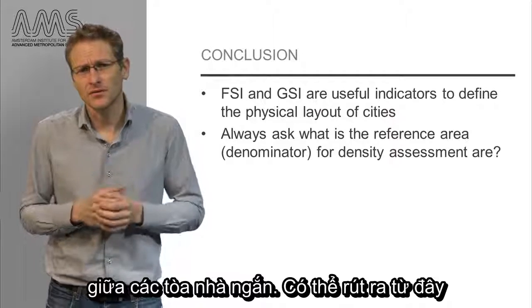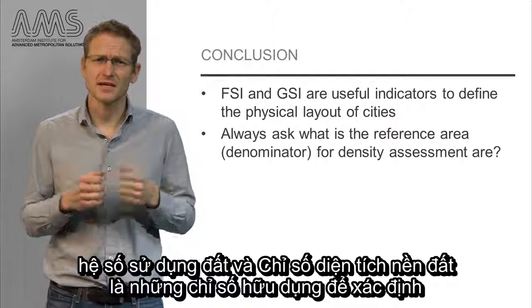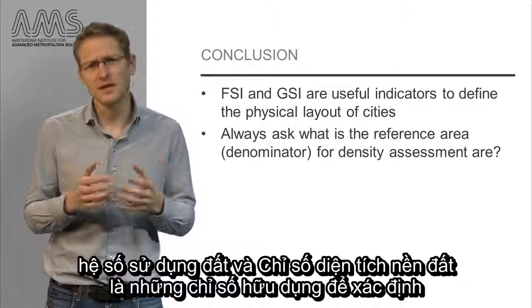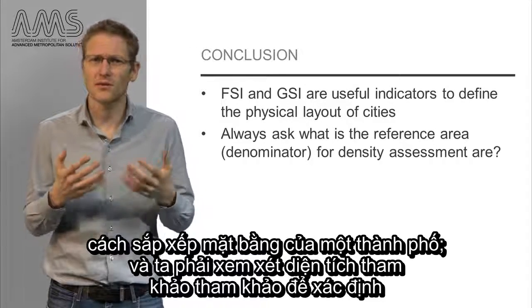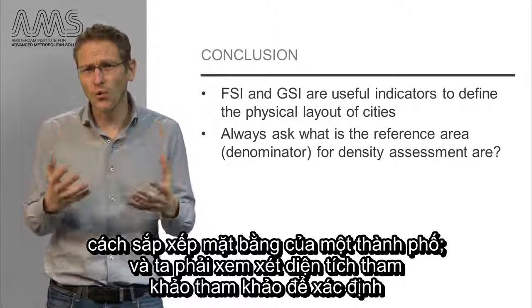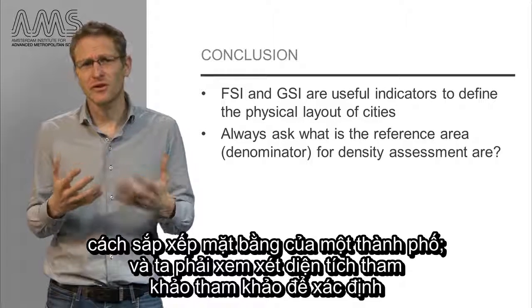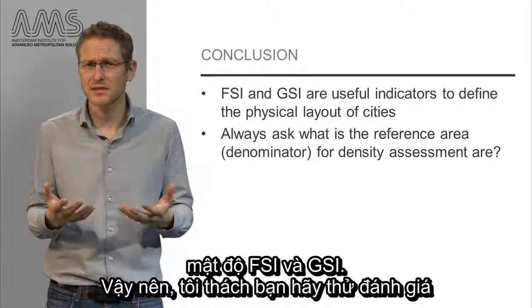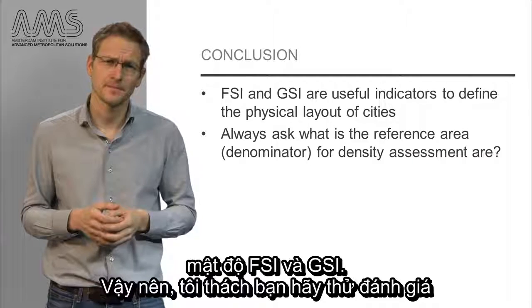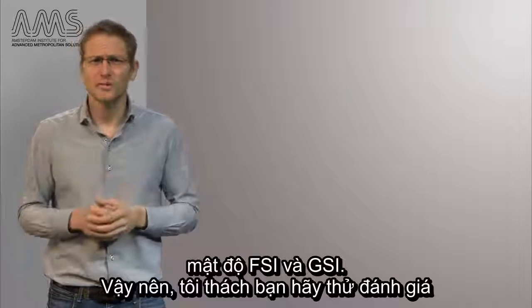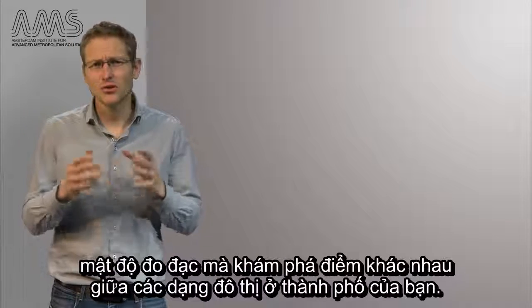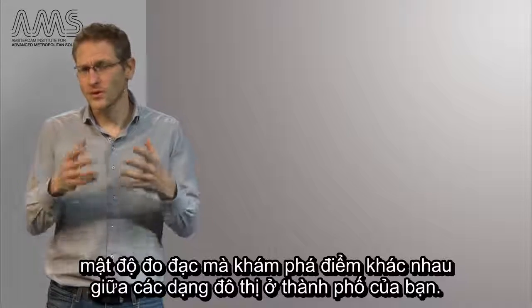So what can be concluded from this is that the floor space index and the ground space index are useful indicators to define the physical layout of a city, and that you should always ask what the reference area for determining densities, floor space index and ground space index was. So I challenge you to be critical about density measures and to spot the differences in urban form in your city.